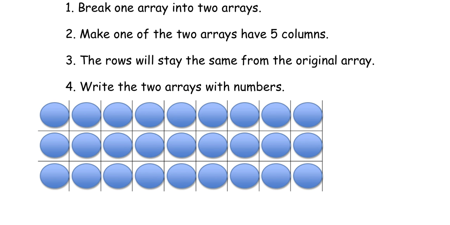Let's move forward again in our thinking, and I want you to try this one. We're going to break this array into two arrays. You're going to make one of the two arrays have 5 columns. The rows are going to stay the same from the original array, so let's figure out that first. How many rows are there? Yep, that's right. There happen to be 3 rows in the original problem. And how many columns are there? Figure that out next, please. 9 is what you should have got. So 3 by 9 is what this array happens to be. Go ahead and break it into two arrays. Remember, one of the arrays has to have 5 columns.